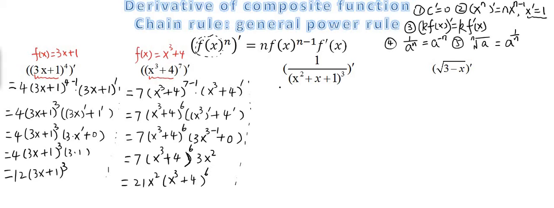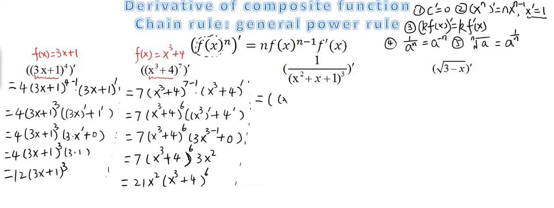Now let's take a look at the third one. 1 over x squared plus x plus 1 to the power 3. We don't like the rational expression, so we want to convert it. How to convert it? We're gonna follow formula 4. Formula 4 gives us 1 over a to the power n equals a to the power negative n. Okay, so here we can treat x squared plus x plus 1 as a, right? As a.